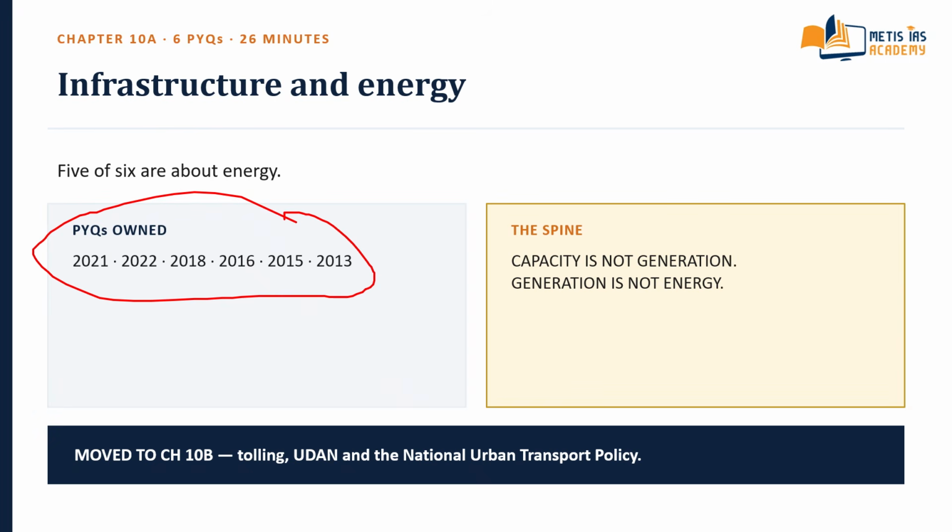The 2021 question asked 15 marker. Investment in infrastructure is essential for more rapid and inclusive economic growth. Discuss in the light of India's experience. This question opens the chapter because it contains the chapter's whole argument in one adjective. So we have to read. Investment in infrastructure is essential for more rapid and inclusive economic growth. Discuss in the light of India's experience.